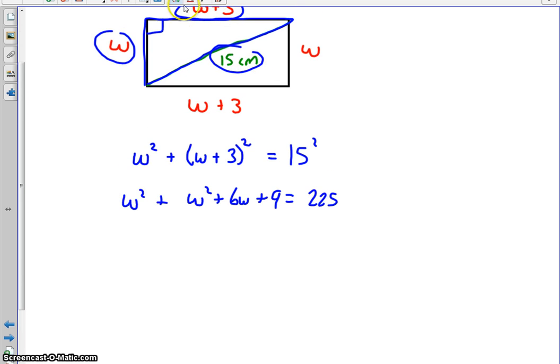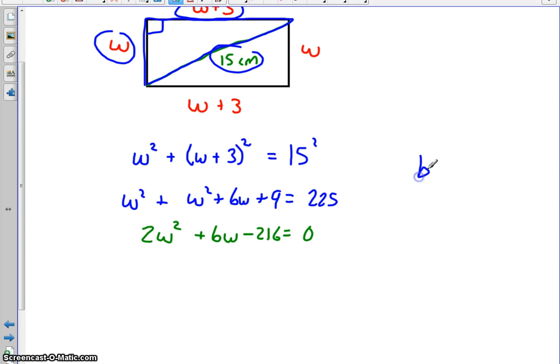Okay, so I collect all my like terms and bring everything together on one side. I have 2W squareds here, so I get 2W squared plus 6W, and then subtracting 225 from both sides, I get minus 216. From this point on, you have standard form on one side, 0 on the other side. Your options are factoring or quadratic formula. I always believe that factoring is faster. However, if you're having trouble factoring, you can use the quadratic formula to get the solutions. But I'm going to see if it factors, because I think that's always easier, and it's always good practice.